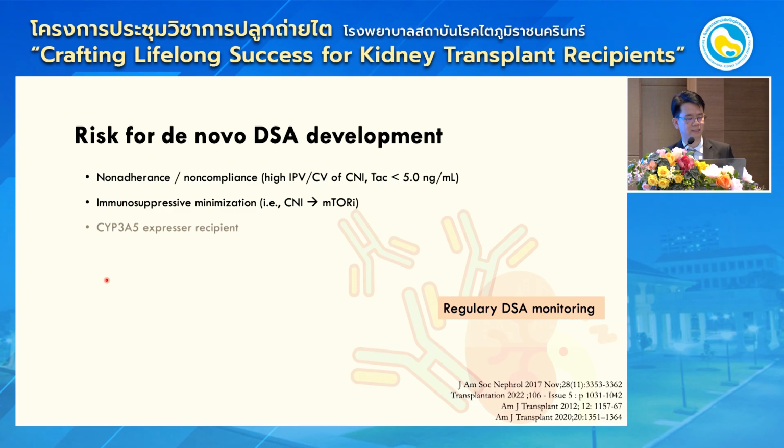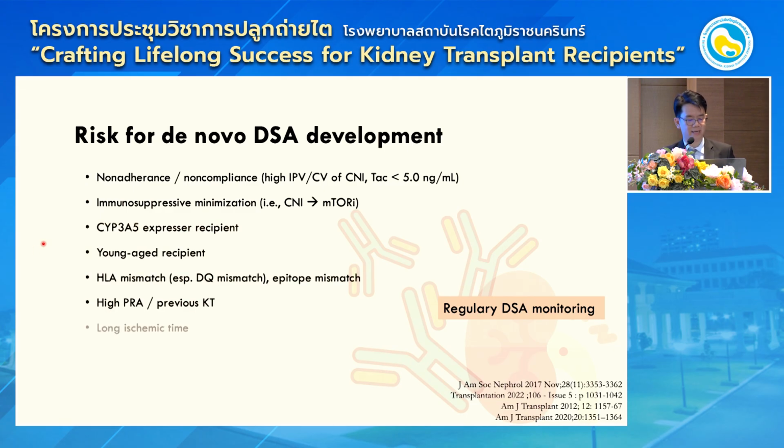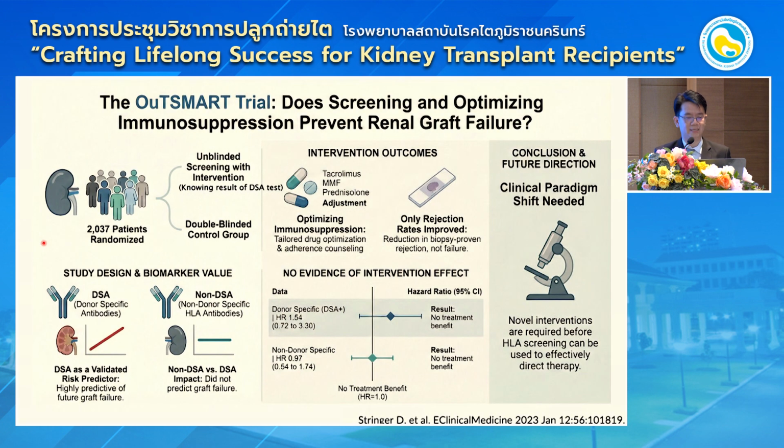And shown here is the conclusion about the risk factors for de novo DSA development. Okay, and what about the immunosuppression? Some studies, like the BENEFIT study, have shown that belatacept can lower de novo DSA compared to the standard regimen. So we have to try our best to lower the risk factors for de novo DSA.